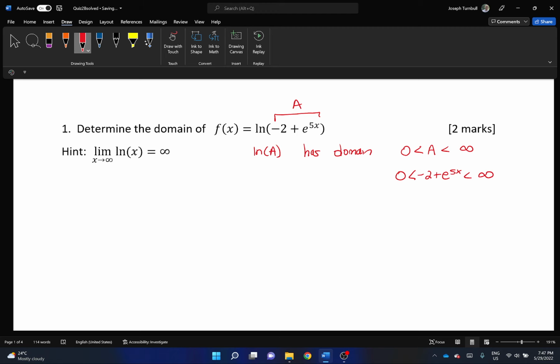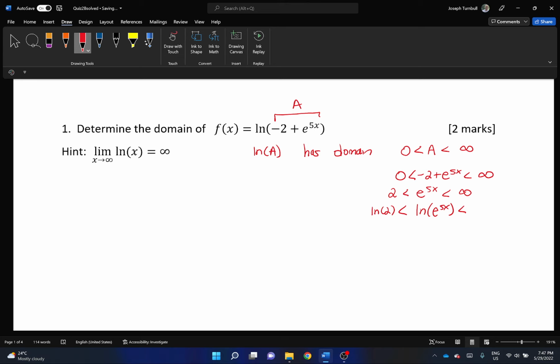Okay. Now, for domain, what we want to do is get a statement about x. What does x have to be between? That means we need to isolate x in the middle. I'm going to continue by adding 2 to all three pieces. So I'll have 2 less than e to the 5x less than infinity plus 2. Infinity plus 2 is infinity. Next step, I want to take the ln of all three pieces. I need to take the ln in order to get the x out of the exponential in the middle. So I have ln 2 less than the ln of e to the 5x less than the ln of infinity.